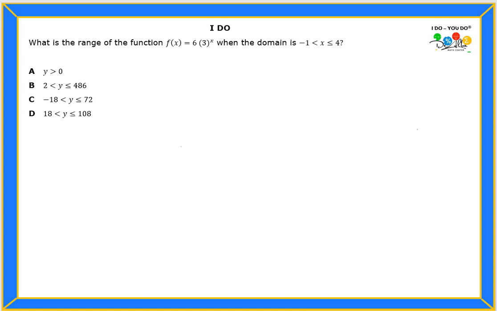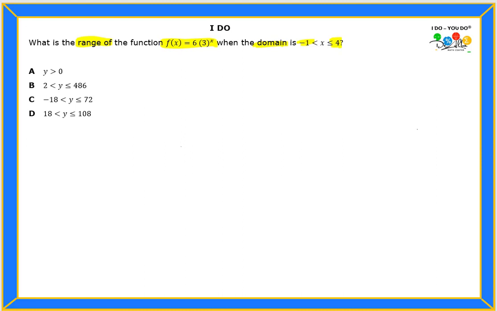And it says, what is the range of the function f of x equals 6 times 3 to the x power when the domain is -1 less than x less than or equal to 4? So we're looking for the range, right? And they're already giving us the domain. This is the domain that we're going to use, and they're also giving us the function that we're going to use.